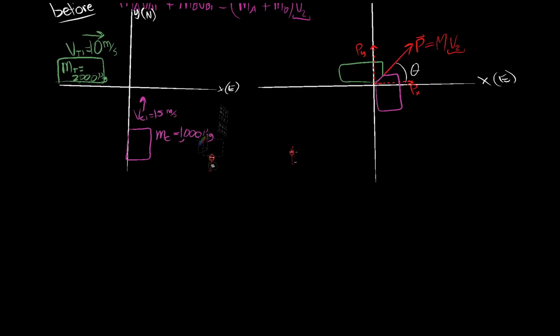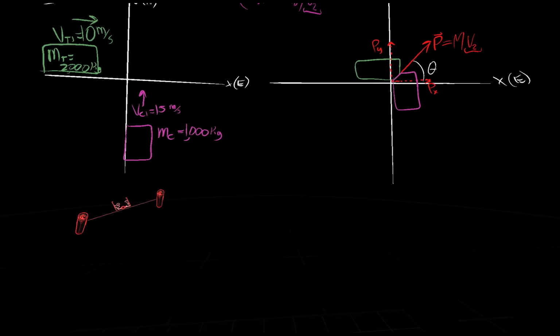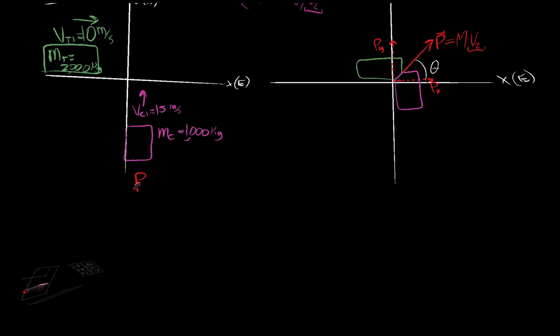So momentum in the x from before, which is equivalent to the x component of the total momentum after, is equal to m, the mass of the truck, vt1, and the momentum in the y before, which is equivalent to the component of the total momentum in the y direction after, is equal to the mass of the car, mc, vc1.